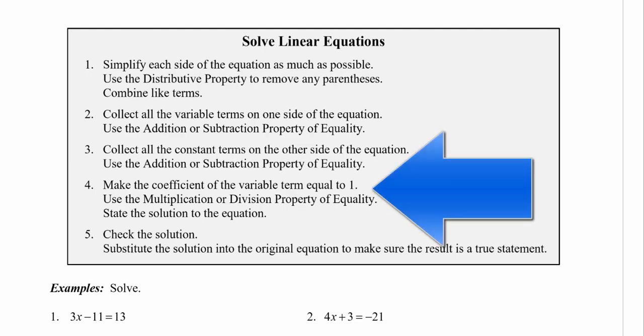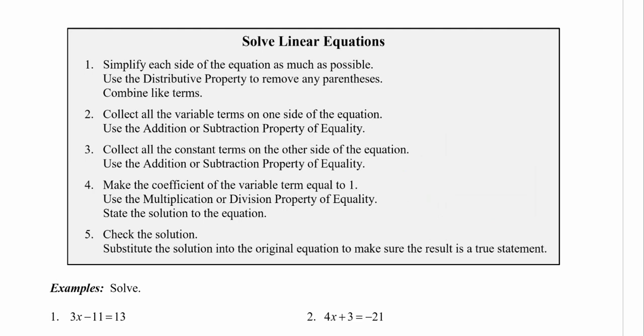The fourth step is you're going to want to make the coefficient of the variable term equal 1. So you want to have your equation say 1x instead of some other number in front of x. We're going to be using the multiplication or division property of equality to get that x coefficient to equal 1. At this point, you should have the solution to the equation, so you can state it. And it's always a good idea to check your solution by substituting it back into the original equation to make sure that you haven't made any mistakes, and that you actually do get a true statement when you substitute the solution back into the equation.